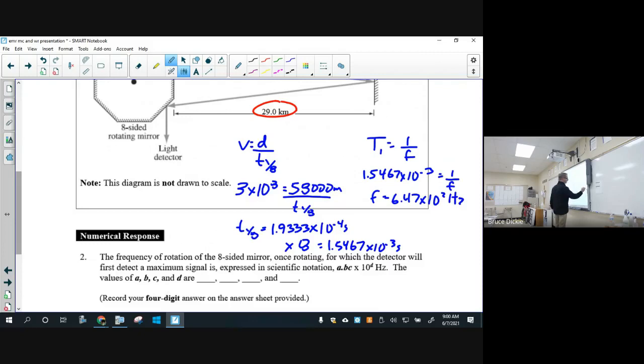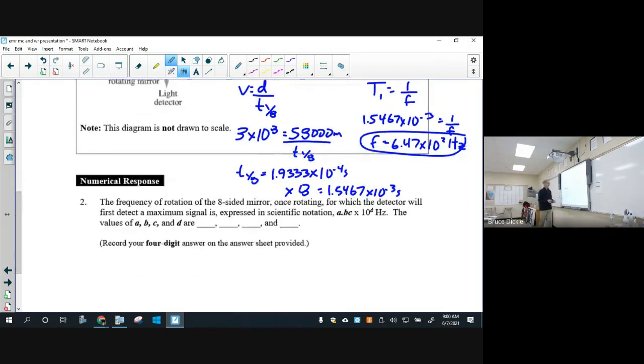And I don't know if you remember this, but we said for frequency, we usually get 10 to the 2. Not always, but we usually get 10 to the 2 in the hundreds of hertz. So that seems like a reasonable answer. We're going to record that: A, B, C, D, 6472.